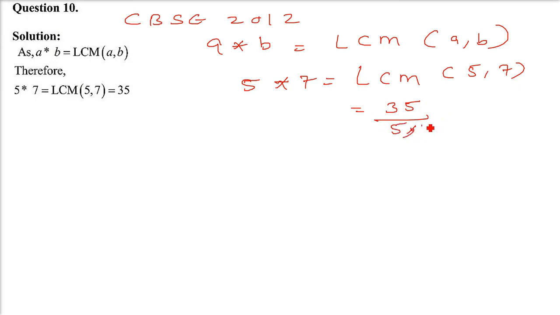The LCM is that value which can be divided by both the values for which you have found out this LCM. Lowest common multiple, 35 is the answer.